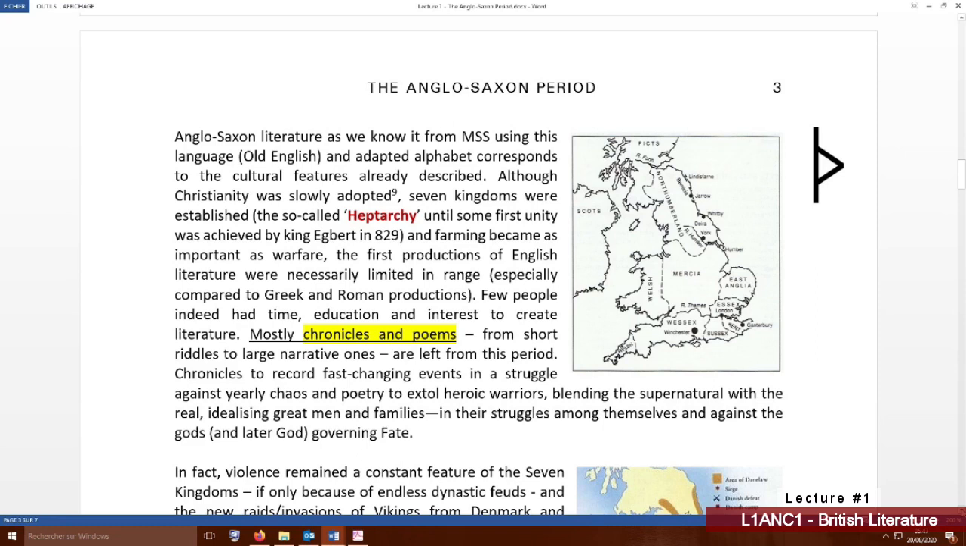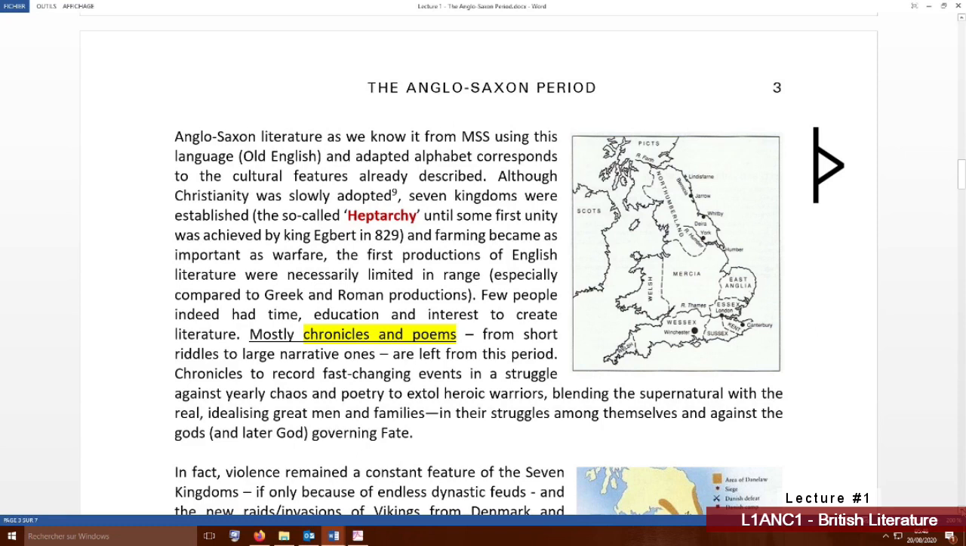Now, some kings attempted to unite all of this, and in the end they sort of succeeded, but sometimes unity lasted for only their lifetime and then it collapsed again. So what we have in terms of written productions is typical of a time of trouble. We only have chronicles, that is, people trying at least to keep a record of what was going on. Facts, dates, battles, names of kings and queens. And poetry, from short riddles to large narrative poems.